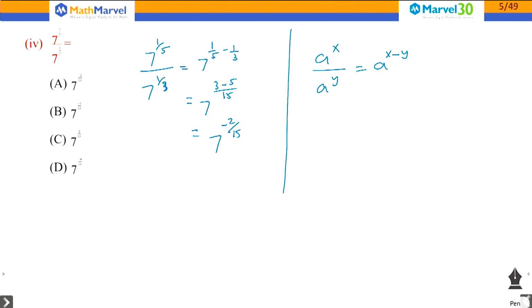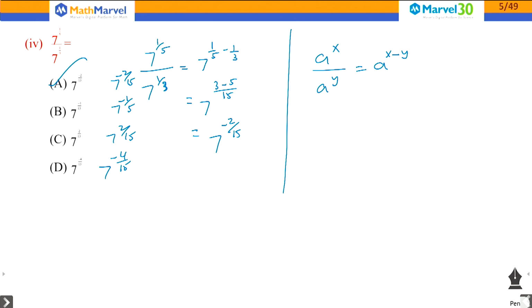Actually the options are 7 power minus 4 by 15, 7 power 2 by 15, 7 power minus 1 by 15, 7 power minus 2 by 15. These letters are powers, numbers are very small, that is why all the 4 values are rewritten here. So as for this condition, option A is correct. So this is quotient law of exponents.